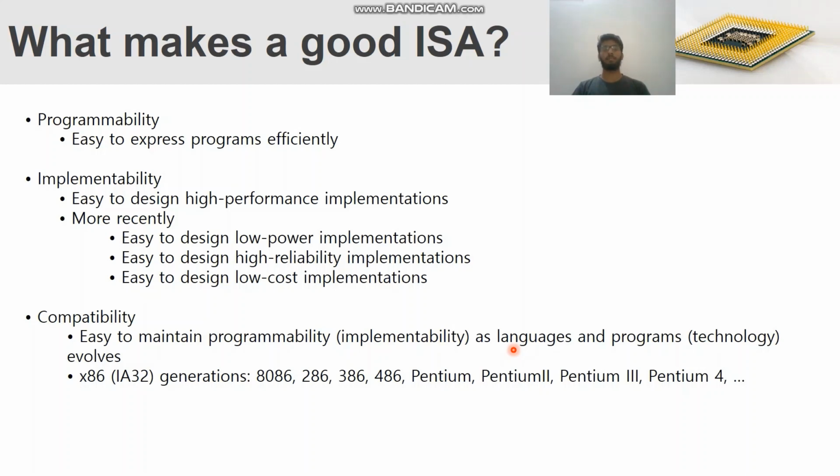Next criteria is compatibility, which is that it should be easy to maintain programmability as language and programs evolve. For example, a program which is written on a lower generation instruction set architecture should be able to run on a newer, higher level instruction set architecture.